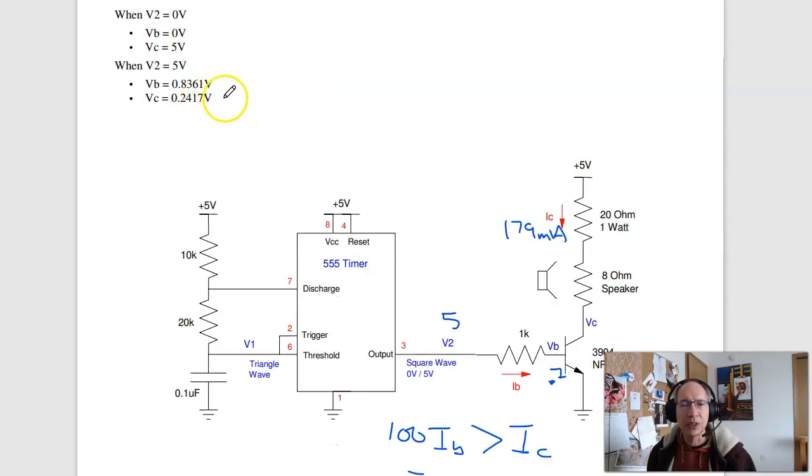Throw this in Circuit Lab, and it's almost what I expected. The base is close to 0.7. Again, transistors or diodes are not ideal. It's not exactly 0.7 volts, but should be close. The collector should be close to 0.2 volts when I saturate it. Circuit Lab says 0.2417. Now let's build it.